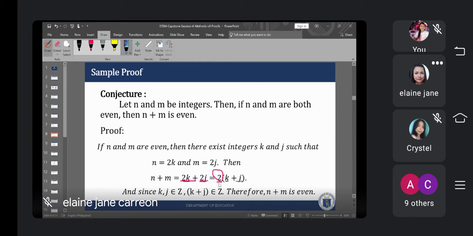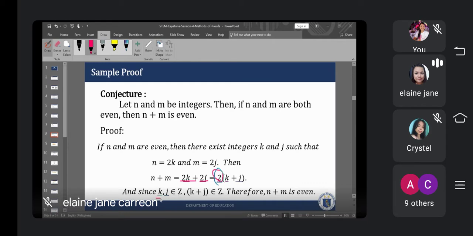Therefore, since meron tayo na-extract na 2 dito, si 2 ay even. Tama? It is the smallest even prime number. So, pagka minultiply mo sa 2 ang any number, it will become even number. Since j and k are elements of z, si z sa algebra, ang kanyang representation ay integers. Okay? Positive and negative numbers including 0.